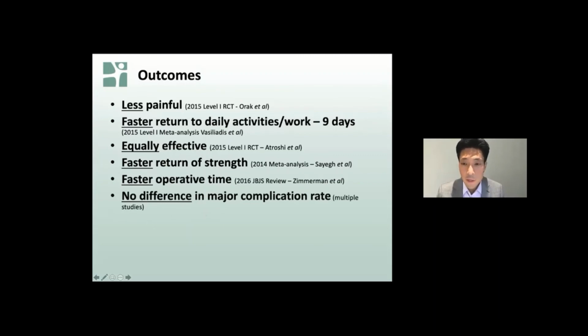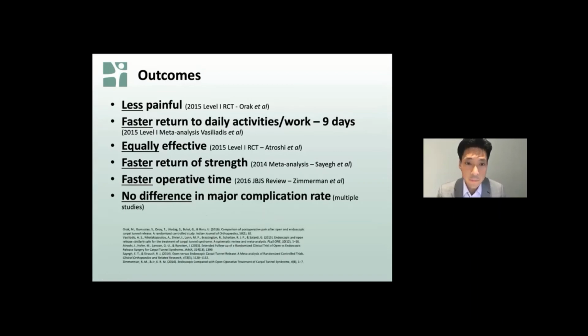So after having thousands of patients have this type of surgery, when you compare the more traditional open with the endoscopic, there's really no difference in complication rate. So these are the reasons why I do almost all of my patients with endoscopic, unless there's some anatomic reason that I cannot.